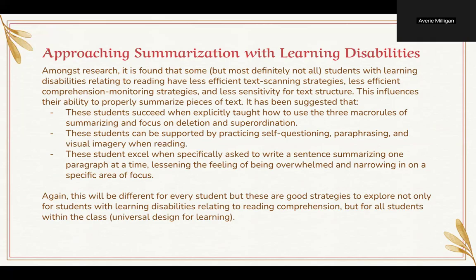These students can be supported by practicing self-questioning, paraphrasing, and visual imagery when reading. And these students excel when specifically asked to write a sentence summarizing one paragraph at a time, lessening the feeling of being overwhelmed and narrowing in on a specific area of focus. Again, this will be different for every student, but these are good strategies to explore not only for students with learning disabilities relating to reading comprehension, but for all students within the class, which we know as universal design for learning.